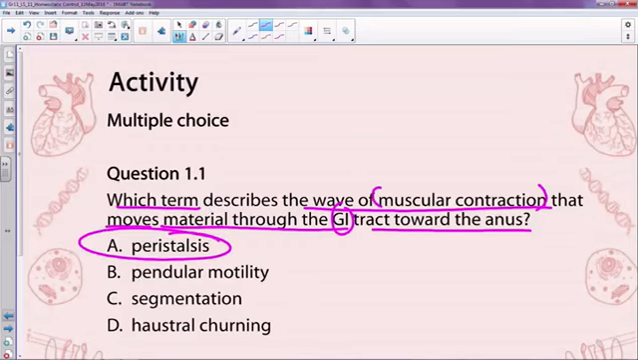Pendulum motility, never heard of that. Segmentation, we looked at that in invertebrates. And horse churning has probably got to do with some physiological medical condition. I really don't know, but I'm focusing on peristalsis because I know that is my answer.